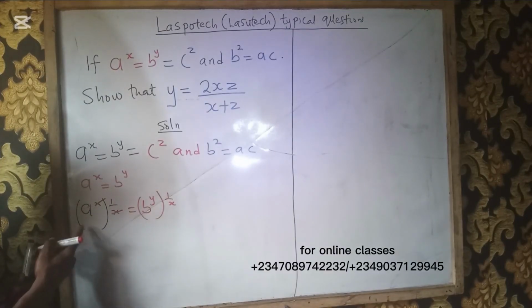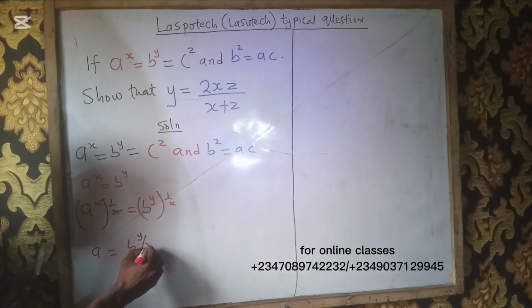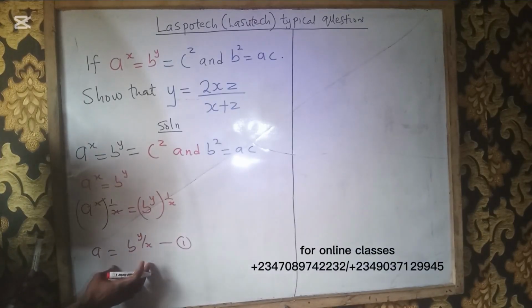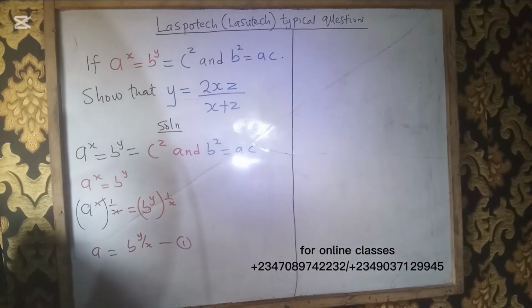So what do you have left here? We have a left here, equals b raised to the power of y over x. I have been able to move this x to this place. So a is now equal to b raised to the power of y over x. Are we together?